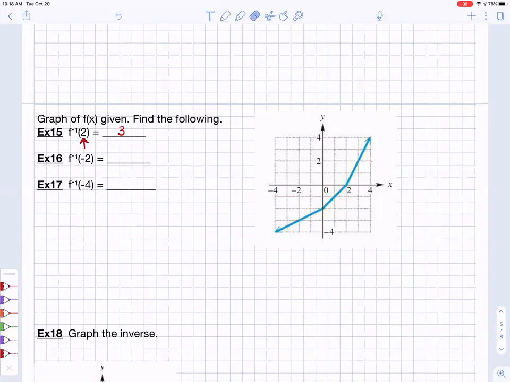All right, so how about for number 16? What is f inverse of -2? 0. That's this guy right here. So I'm looking at the y value of -2. My x value is 0. And then last but not least, f inverse of -4. -4.